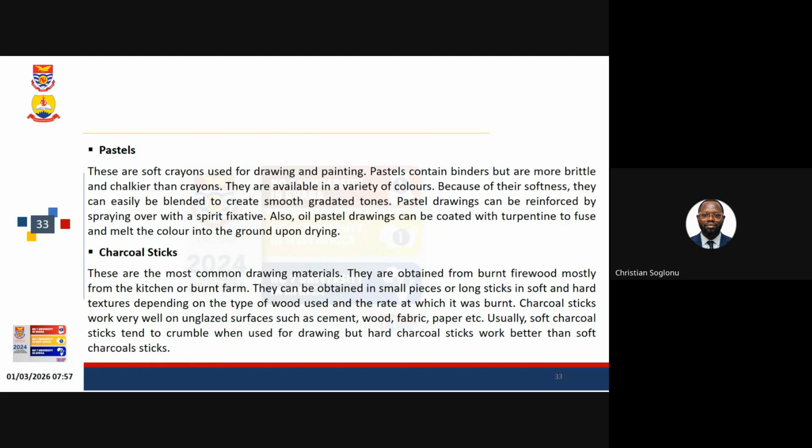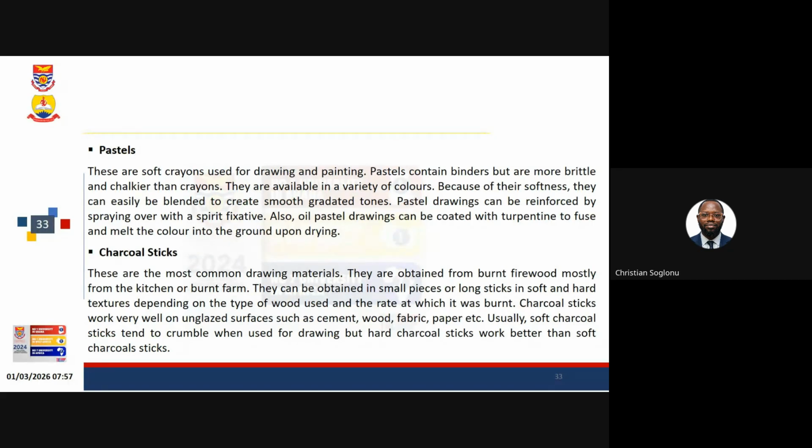Also, we have oil pastel. So with the pastel, we have chalk pastel and we have oil pastel. Oil pastel drawing can be coated with turpentine to fuse and melt the color into the ground upon drawing.